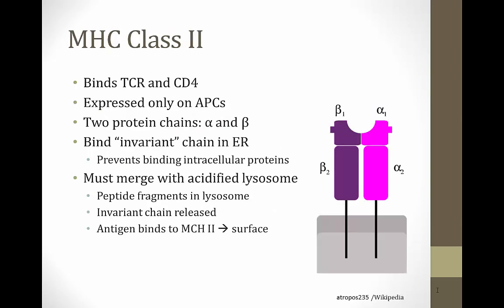MHC class II is a very important molecule. It binds to the T cell receptor and CD4, and it's expressed only on those antigen-presenting cells I just discussed. It's made up of two protein chains called an alpha and beta chain, and this is a picture of it here to help you remember. And it's very important that you understand the process by which MHC class II gets to the surface of antigen-presenting cells in order to present antigens to T cells.